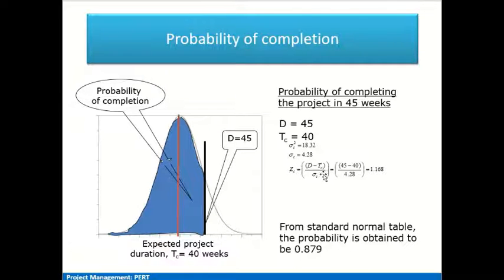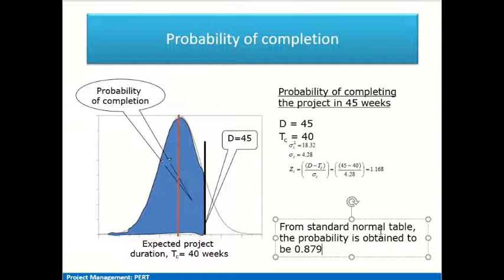So we put in this formula for Z score, that is x minus x bar upon sigma. The x value is nothing but the D value, that is 45. Then the x bar mean value is the critical path estimated time value, which is 40, and we divide by the square root of variance, that is the square root of 18.32, which is 4.28. Once we do that, we get a Z score value of 1.168. Now we have the standard normal tables of probability, so corresponding to this value of Z, 1.168, through the table we get that the probability is 0.878.